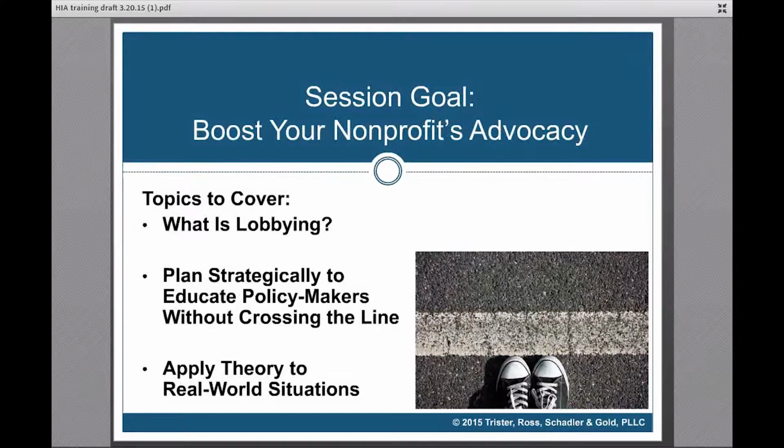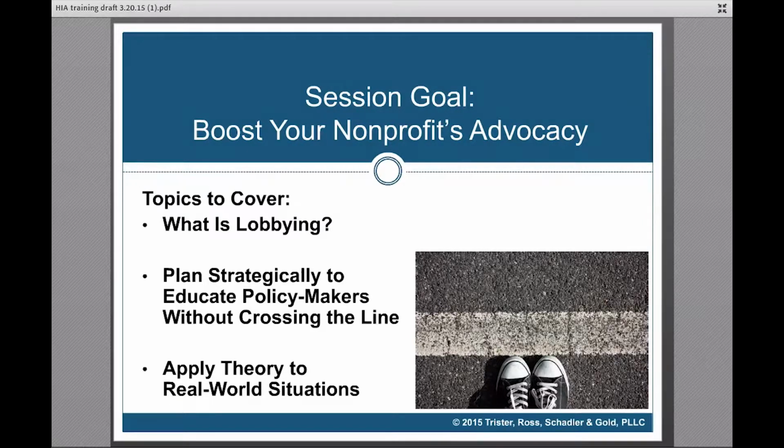I wanted to go over briefly and just explain what our goal is today. Today we're going to cover the issue of what is lobbying. As you know, the grant restrictions say that you're not allowed to conduct any lobbying, but we want to understand exactly what is lobbying so that we can be as effective as possible with our health impact assessment, so that we can get right up to the line. More importantly, we want to understand what isn't lobbying, so that we can help to educate policymakers without crossing that line.